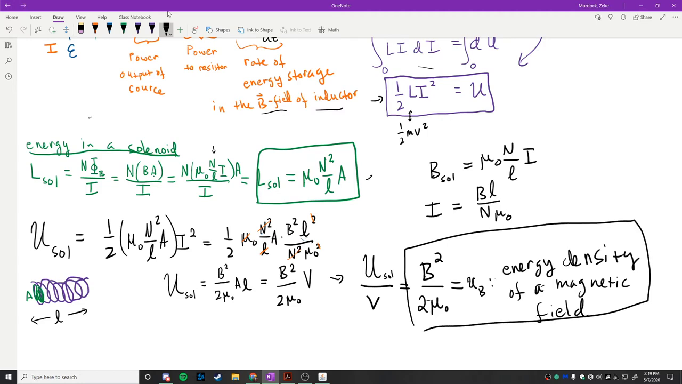We derived it just for a solenoid, but you could try the same thing for other configurations and you get the same answer. This is a very general statement that if you want to find the energy density of a magnetic field, that's the energy per unit volume. You can see what it represents right here. This is volume. The energy per unit volume is the magnetic field squared divided by 2 mu naught. And mu naught is really just a constant. So effectively, you can say that the energy in the magnetic field is proportional to B squared.